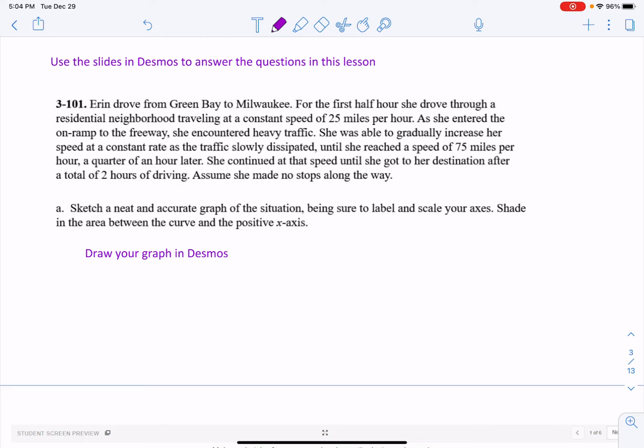So, problem 101. Aaron drove from Green Bay to Milwaukee. So read through this problem and sketch a neat and accurate graph of the situation. And you're going to draw your graph in Desmos.